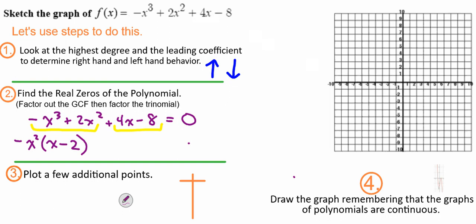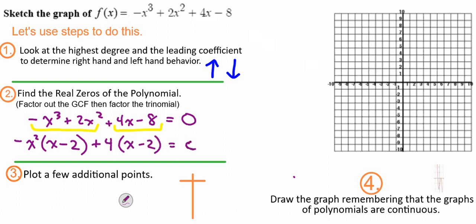If I distribute negative x squared times x, that gives me negative x cubed. Negative x squared times negative 2, that gives me a positive 2x squared. So we're good, right? All right, so we're good. I'm going to do the same thing with the second one. I'm going to factor out the GCF, and the GCF is 4. So when I factor out the 4, I end up with x minus 2.